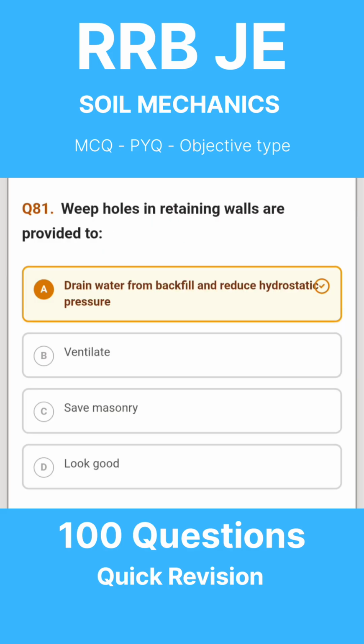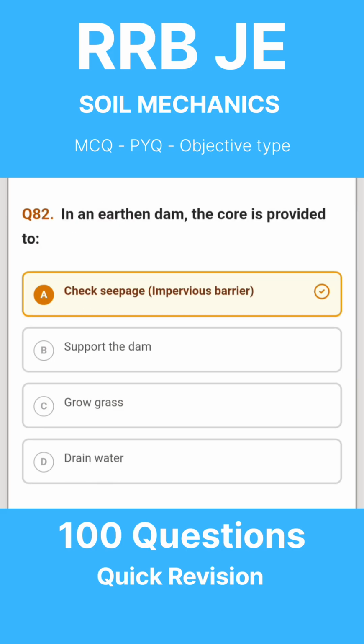Question 81. Weep holes in retaining walls are provided to? The correct answer is drain water from backfill and reduce hydrostatic pressure. Question 82. In an earthen dam, the core is provided to? The correct answer is check seepage, impervious barrier.